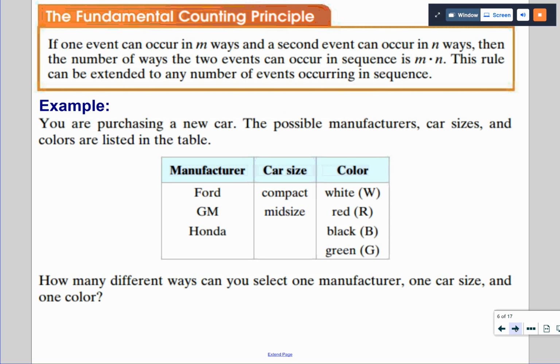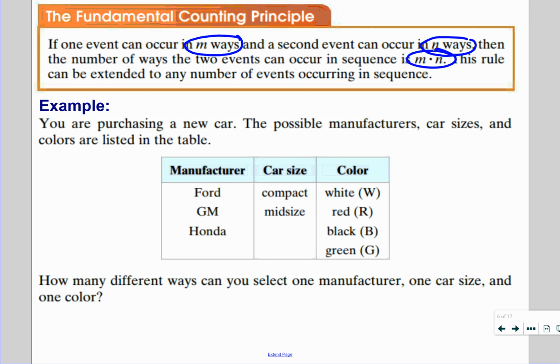Again, something that you might remember from previous math classes. This is called the fundamental counting principle. It's a way to figure out how events can happen in succession, happening with one another. So let's pretend I have one event that can happen in m different ways and another event that can happen in n different ways. The way they can happen concurrently is I multiply those numbers together, m times n.